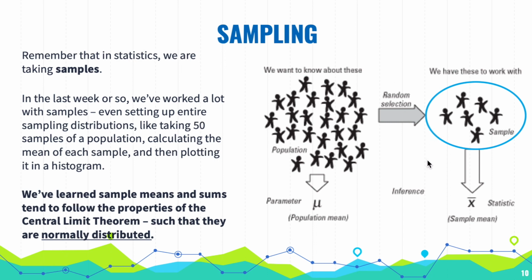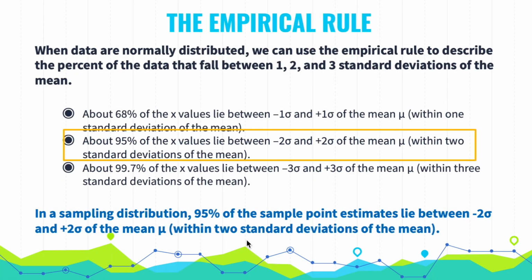And in the last few videos, we've worked a lot with samples. We've set up entire sampling distributions, like taking 50 samples over and over of a population, calculating the mean of each sample, and then plotting those results in a histogram, the sampling distribution of the means. And we've learned that sample means and sums tend to follow the properties of the central limit theorem, such that they are normally distributed. Remember that when data are normally distributed, we can use the empirical rule to describe the percent of data that fall between a certain number of standard deviations of the mean.